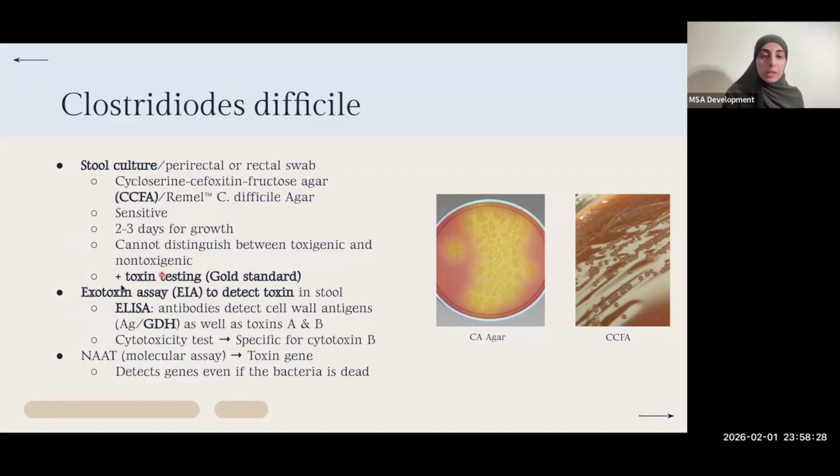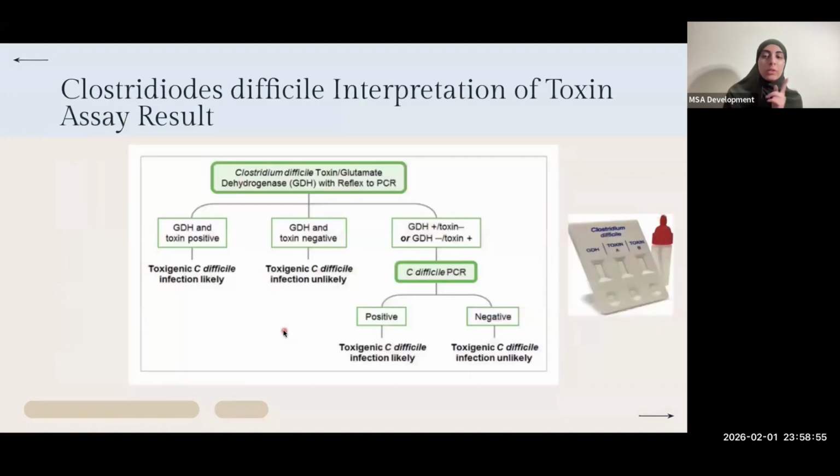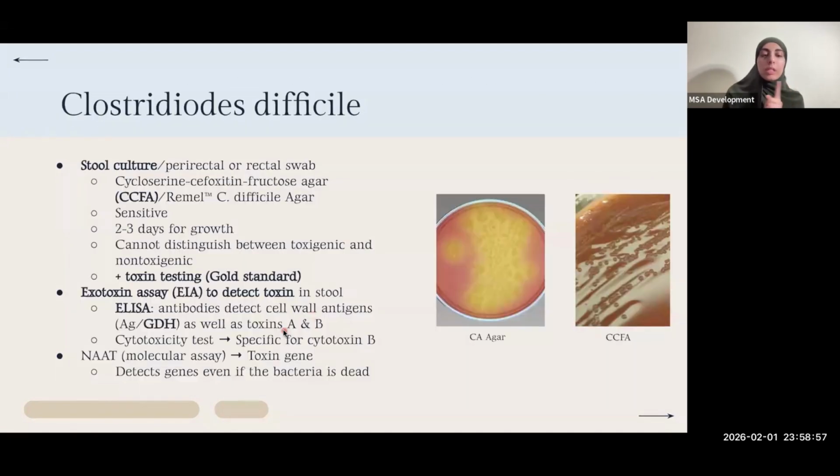Toxin testing is the gold standard. How do you do toxin testing? By exotoxin assay, basically to detect the toxin in the stool. So it uses ELISA or it uses cytotoxicity test. Cytotoxicity test is specific for cytotoxin B, but the more important is ELISA. Okay, so with ELISA, you're using antibodies to detect the antigens and to detect toxins A and B. So this is the ELISA, the exotoxin assay.